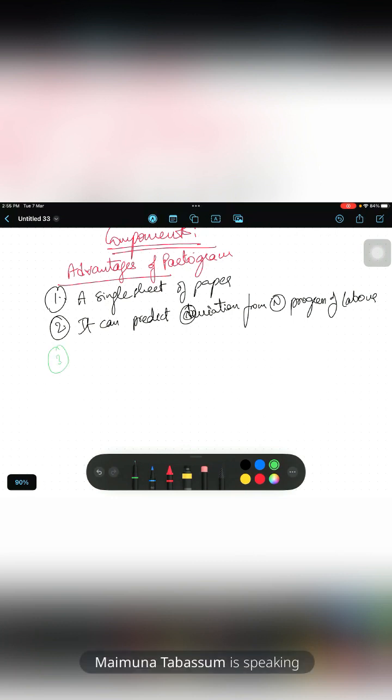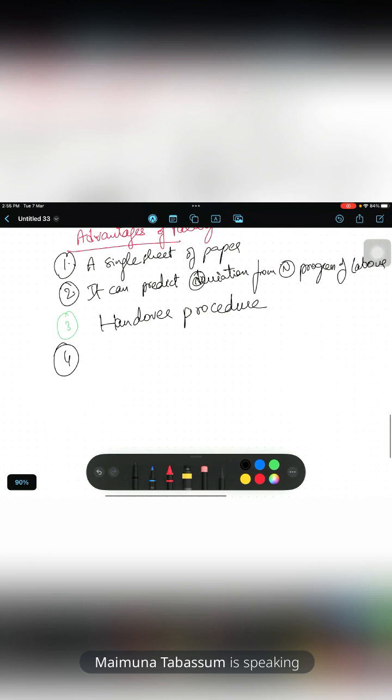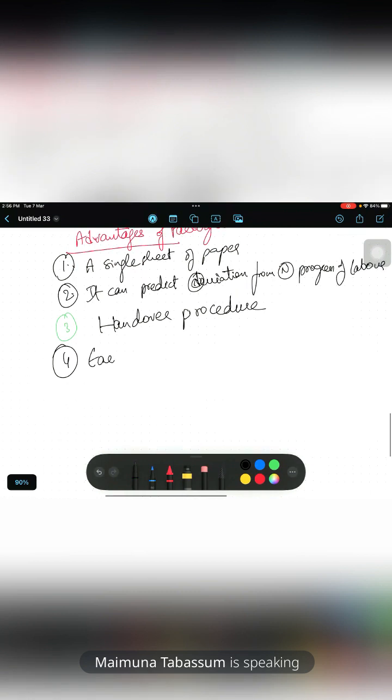Then the third is that it can facilitate the handover procedure easily. So that while completing your duty, you can just hand over the partogram so that they can understand the idea about the partograph or the mechanism of labor for that patient. And you can have the early recognition of the maternal and fetal problems.